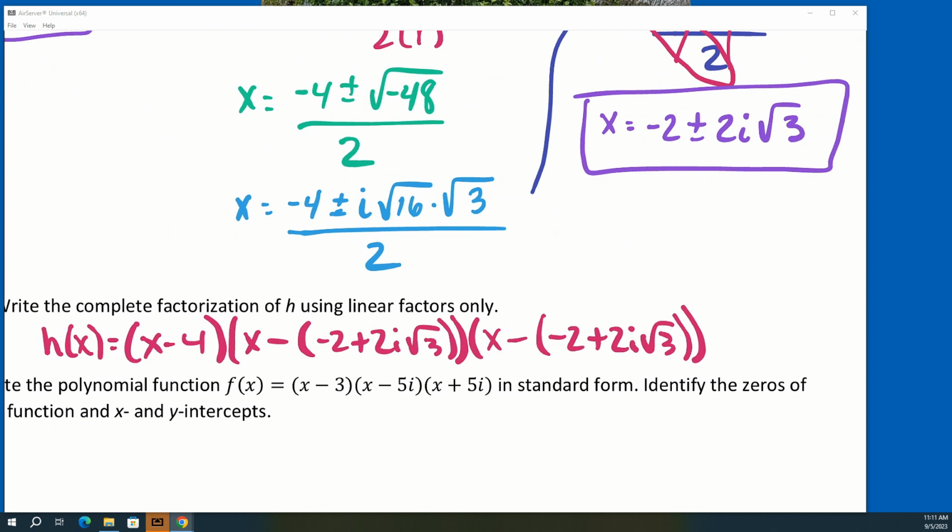Yes, ma'am. So if you write it twice, should it be negative 2 minus 2i on the second one? Or is it supposed to be the same? It's supposed to be the same. So the difference is... oh no, you're right. Thank you. Yeah, one of them's a plus, one of them's a minus. But both of them are minus in front of the parentheses. All right, any other questions?